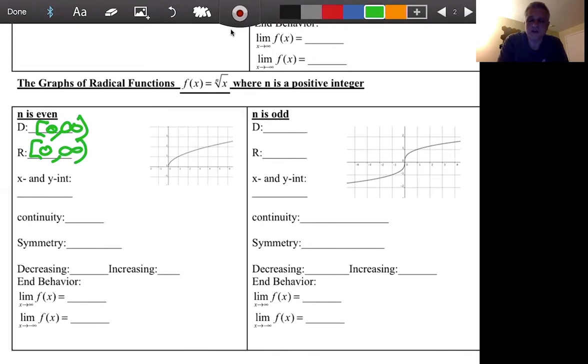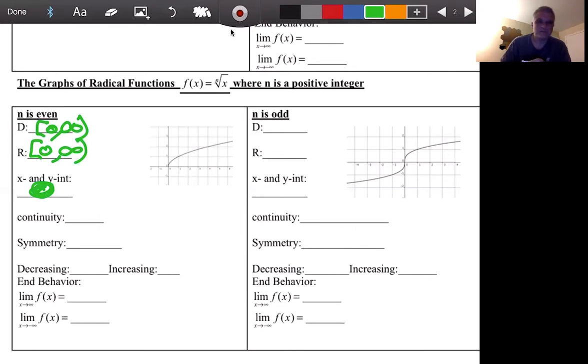The x and y intercept, well, the origin is both the x-intercept and the y-intercept. So you can just put a 0 there. You could put 0, 0 there if you want. Okay? But the x-intercept is 0, the y-intercept is 0, and that's the origin.